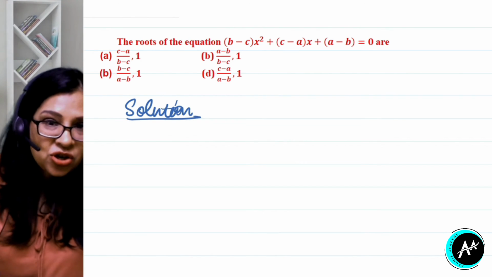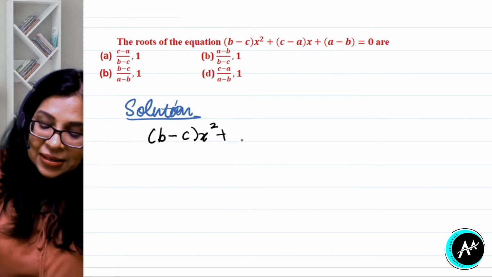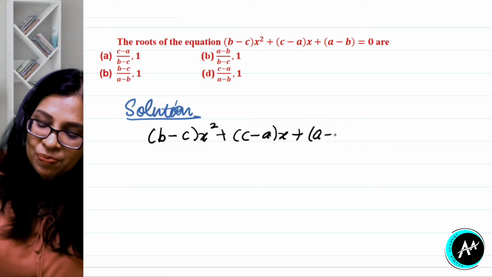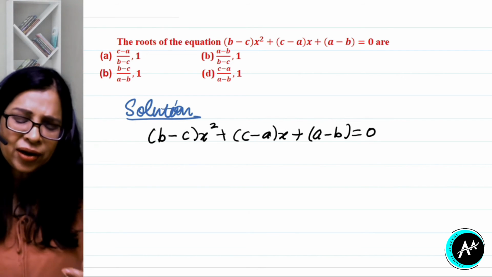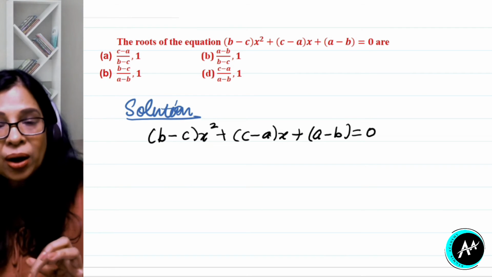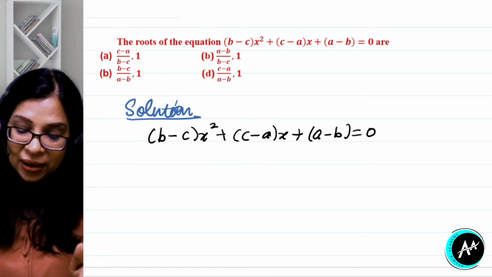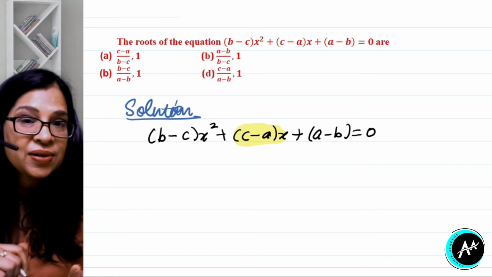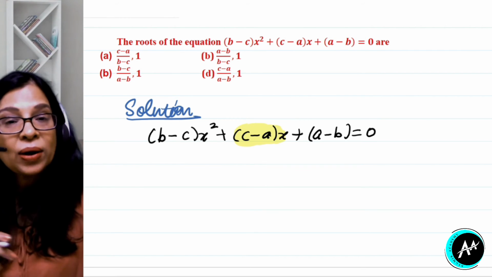Now the equation is (b minus c)x square plus (c minus a) into x plus (a minus b) equal to 0. This question seems simple, we just have to find the roots. The only thing is that we have unknown quantities in this. Even if you try to split the middle term, you won't be able to factorize it. So factorization is not possible in this one. What is the other method?